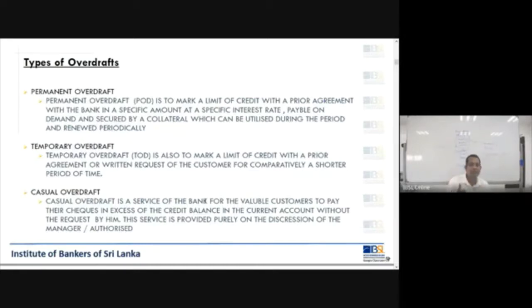Temporary overdraft, they can request. When a check comes in, whether we are paying or not is a decision of the bank manager. Right? It is based on the relationship and creditworthiness of the customer. You don't need to give a request letter for this casual overdraft. It is for very shorter period. Temporary overdrafts are for slightly higher period. Permanent overdrafts are for 12 months period. Right? That is type of overdrafts we have.